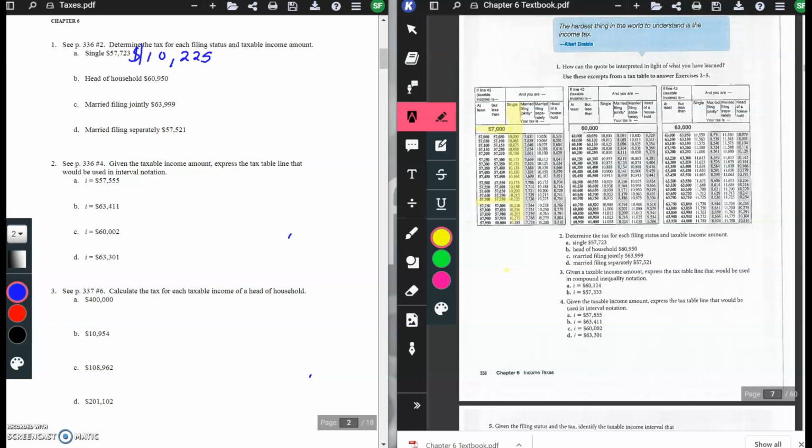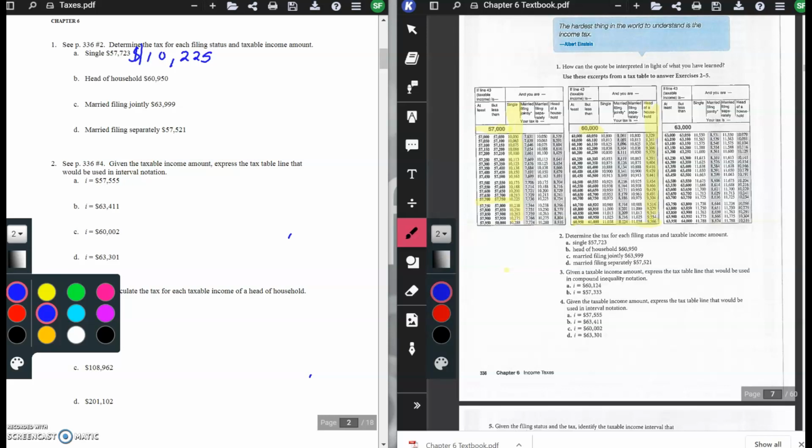Head of household for 60,000. You'll notice this second table here is for your 60,000 range. Okay, head of household is right here at the last column, so we're looking in this column right here, and 60,950. 60,950 is your very last line here, so that's going to be 9,566, which is right here at the bottom.